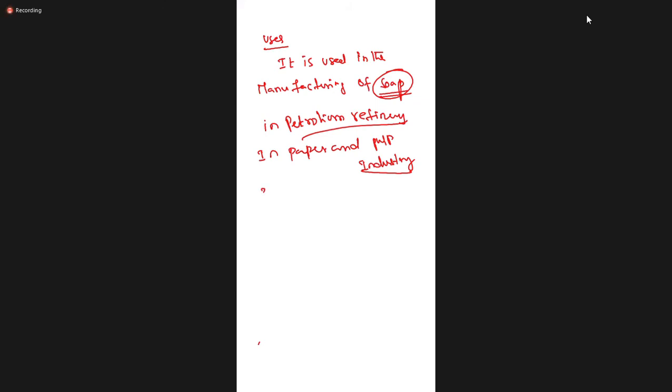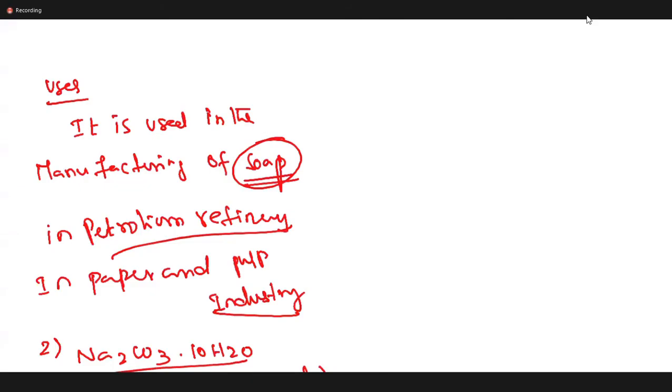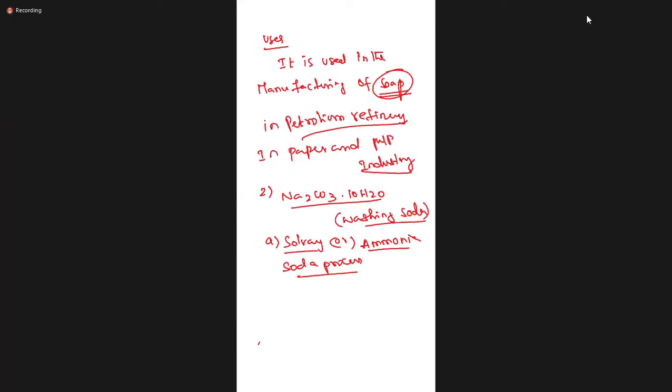And the next compound we will discuss is sodium carbonate. Sodium carbonate is called washing soda. So this is the process we are going to discuss. All of this, please remember. Ammonia soda process. Sodium carbonate preparation, the ammonia soda process, is discussed. This is the modern process used for manufacturing of soda.